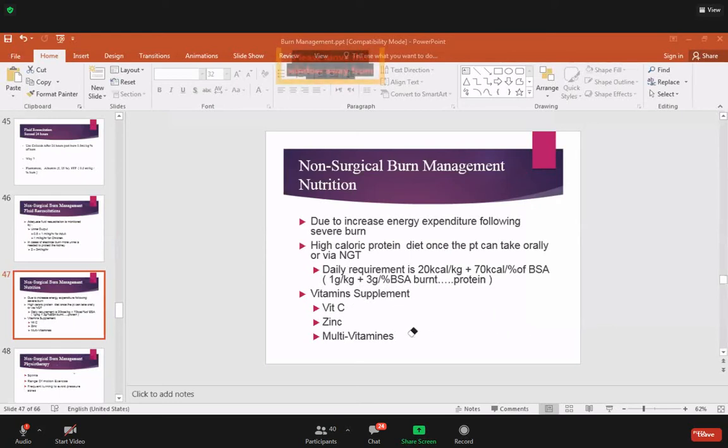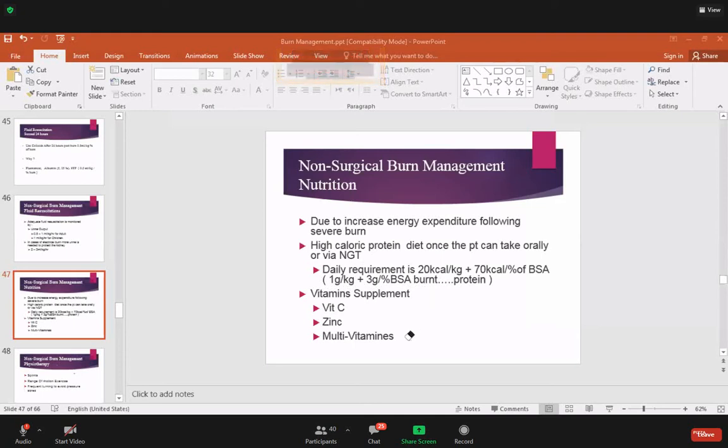Doctor, this protein is above the regular amount. This 1 gram per kg is taken as baseline. This is less than the normal, but this is taken as a baseline for the burnt patient because we have to add the body surface area burnt protein also. So we give them 1 gram per kg as the baseline, and in it we add 3 gram per the body surface area burnt. I understand.